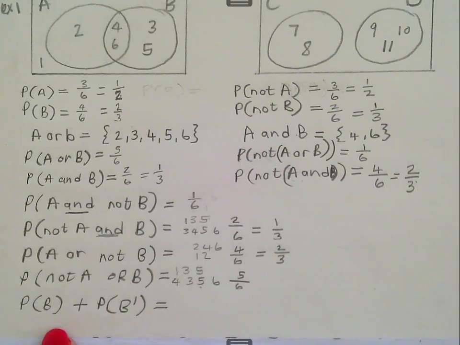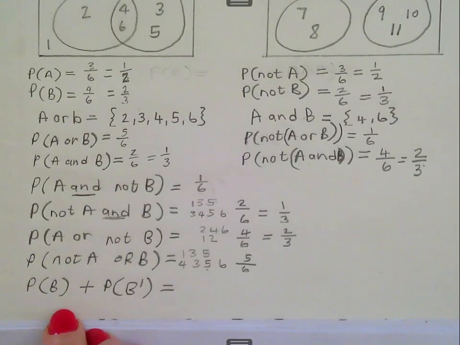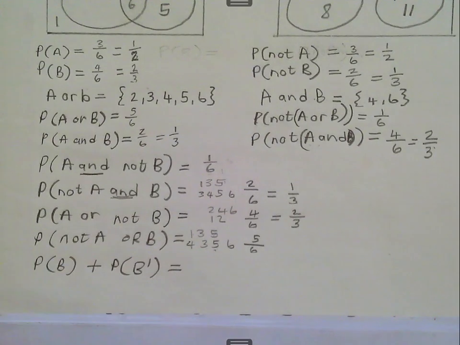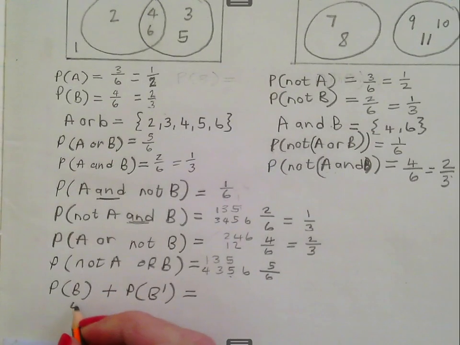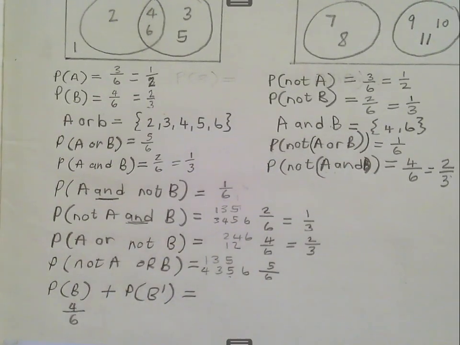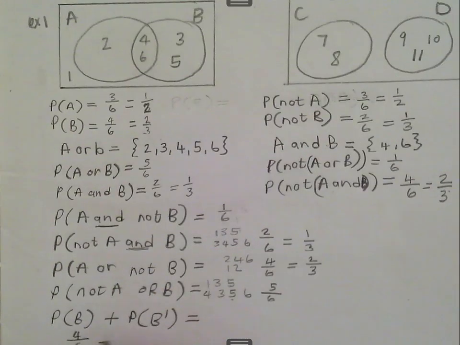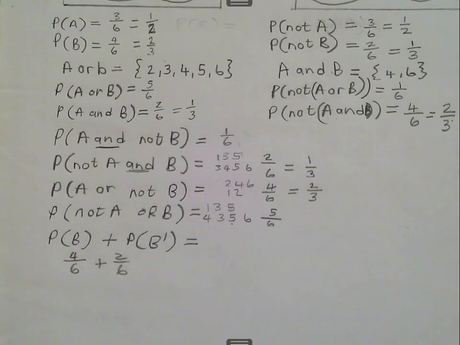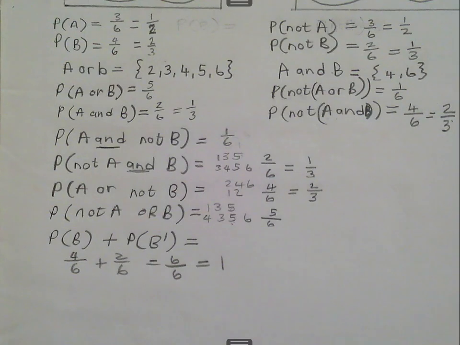Just one more question. The probability of B plus the probability of not B. What's the probability of B? So how many of them are in B's circle? 4/6, plus the probability of not B. How many are not in B's circle? Plus 2/6. I'm just doing this one so you can see these are two different probabilities. And you would just add them, it would give you 6/6, and that's 1.